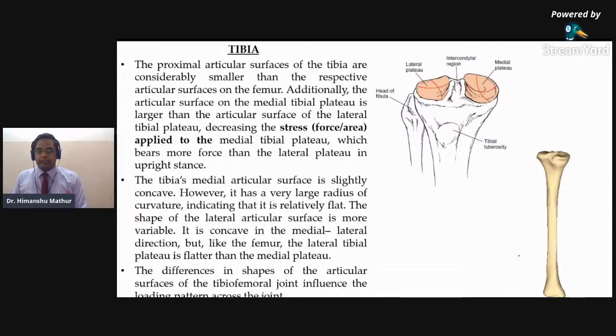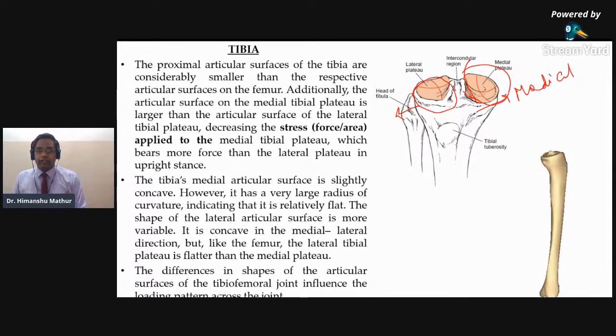If you can see this diagram, this is the lateral condyle of the tibia. This is the medial condyle of the tibia. You can see the medial condyle is relatively larger compared to the lateral condyle, because it has to articulate with the larger medial condyle of the femur. Now, this area is called the tibial tuberosity. It is an outgrowth, and this outgrowth is a result of Wolff's law.